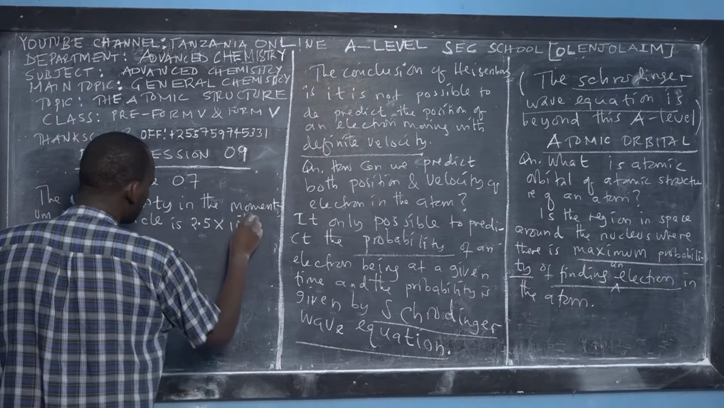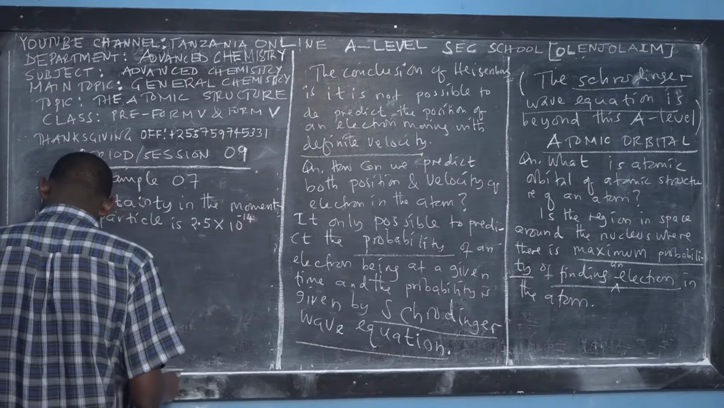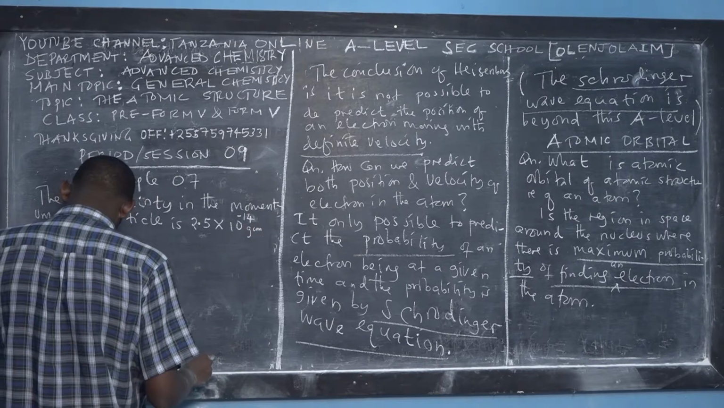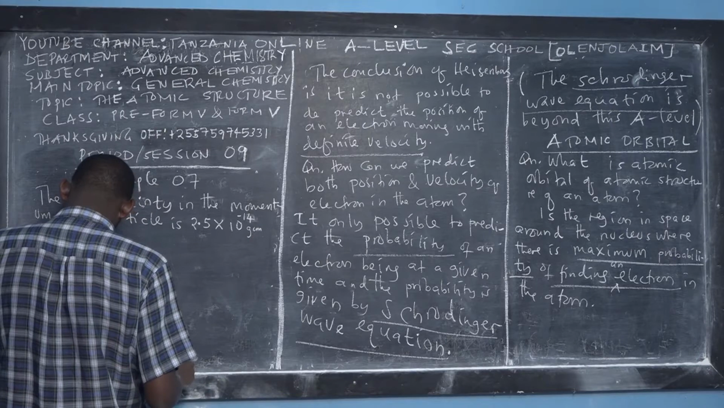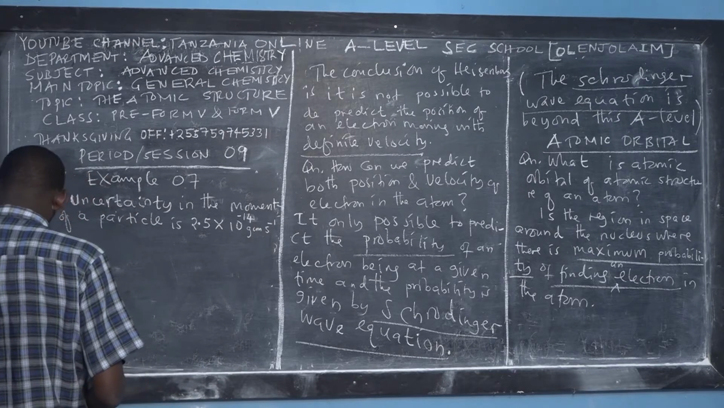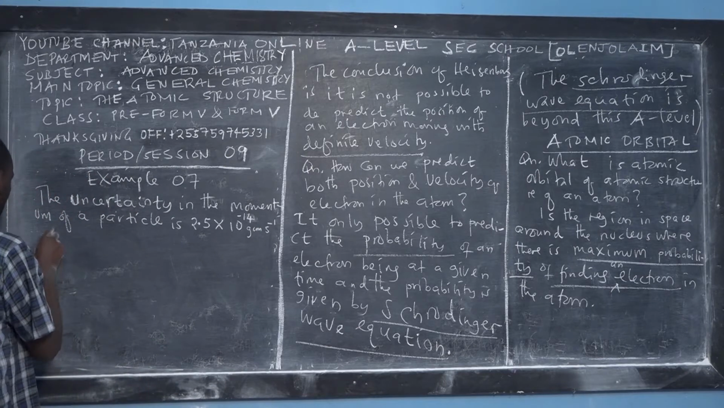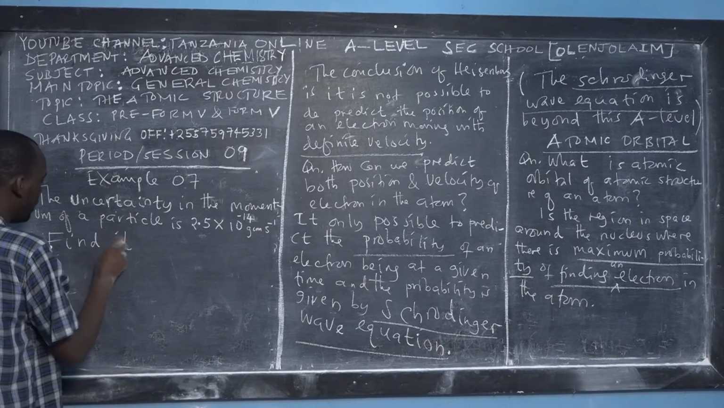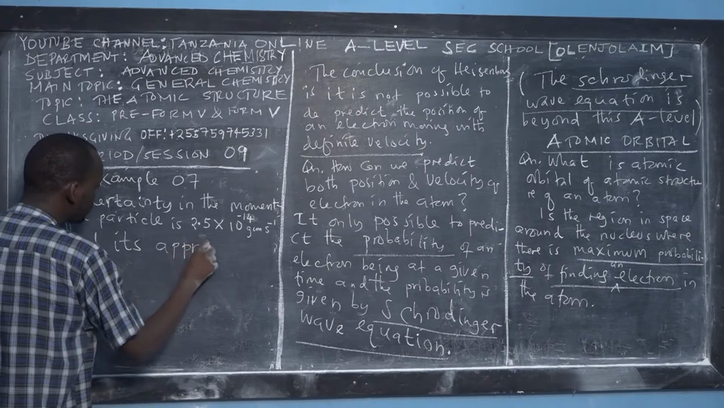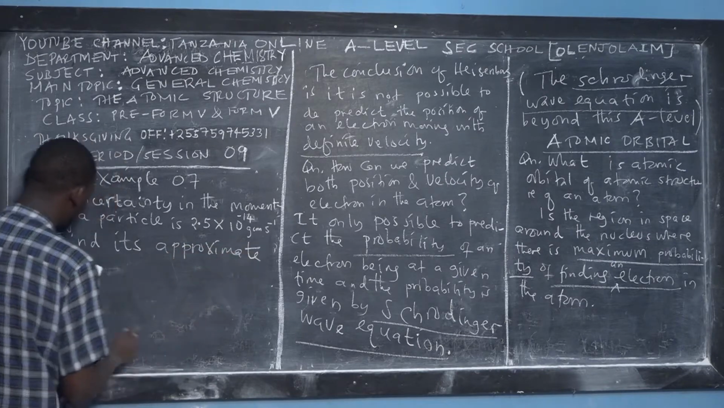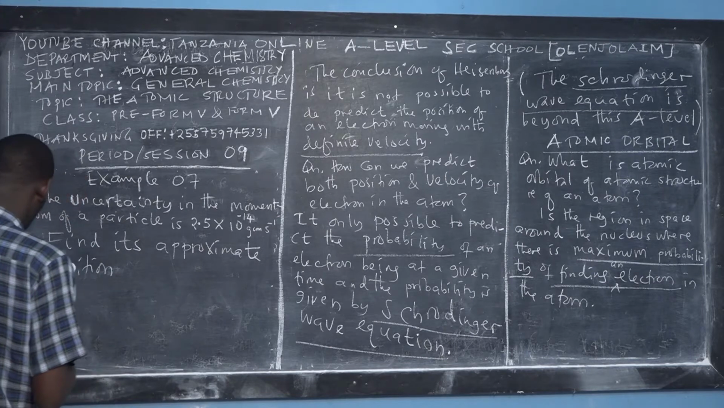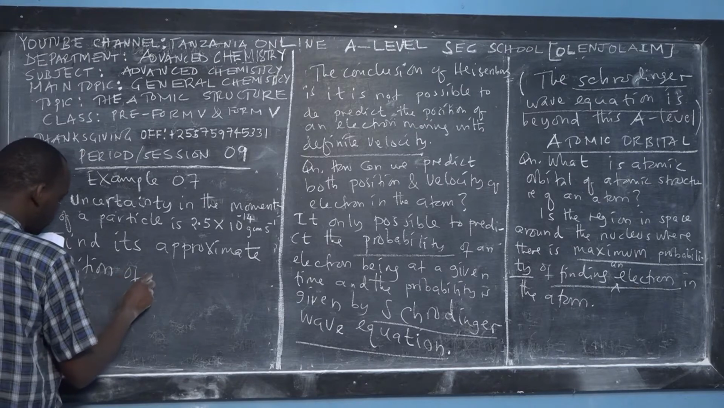gram centimeter per second. Find its approximate position. Approximate position of what? Of this electron.